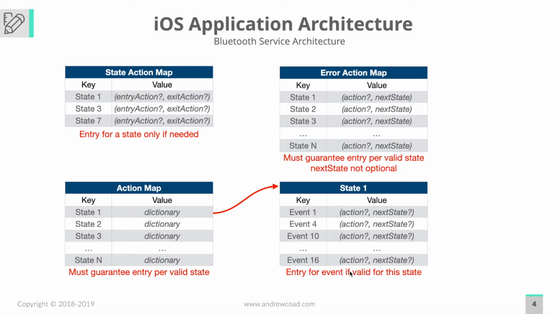The action map is a two-level dictionary, a dictionary of dictionaries. At the outer level, there is a mandatory entry for every state, and the value of each entry is another dictionary. The second level dictionary contains an entry for every valid event for that state. Lack of an entry for a given event indicates an invalid event for that state.